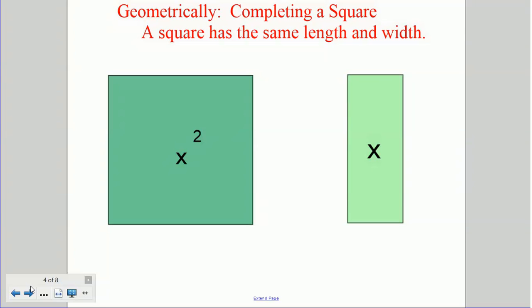Completing the square we're going to look at geometrically. So basically, how do you actually complete the square? And we know a square has the same length and width. We've known that since probably elementary school. So what we're going to do is model these equations using blocks. Our x squared term is going to be a square because it's the same length x by the same width x. Then our x is going to be just a rectangle like that.